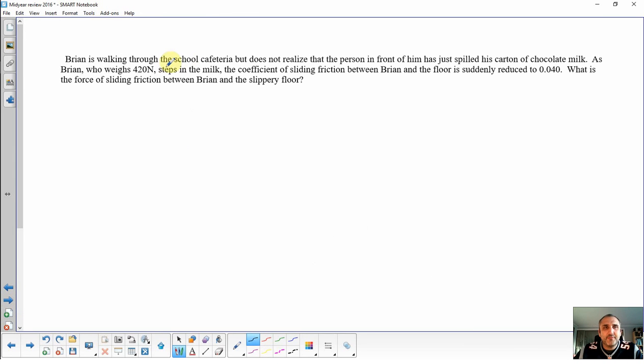Brian is walking through the school cafeteria but does not realize the person in front of him just spilled his carton of chocolate milk. Oh no. As Brian, who weighs 420 newtons, steps in the milk, the coefficient of sliding friction between Brian and the floor suddenly drops to 0.04. What's the force of sliding friction between Brian and the floor?